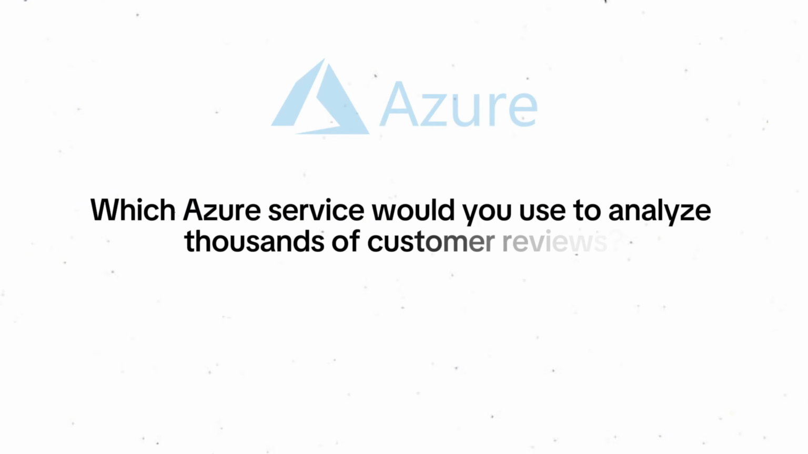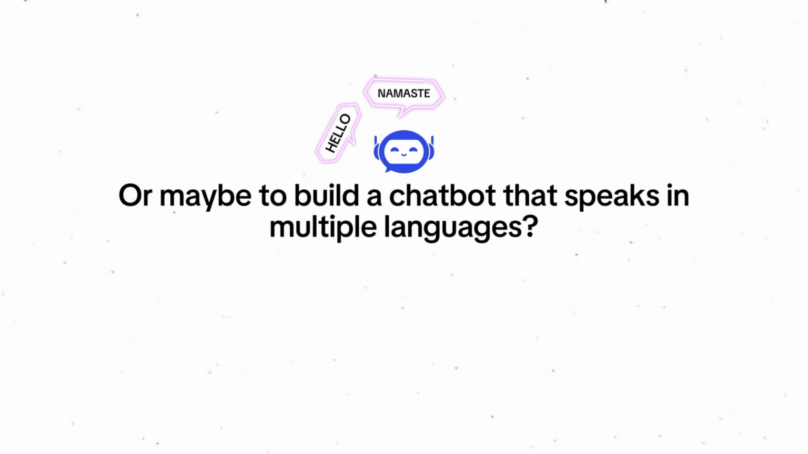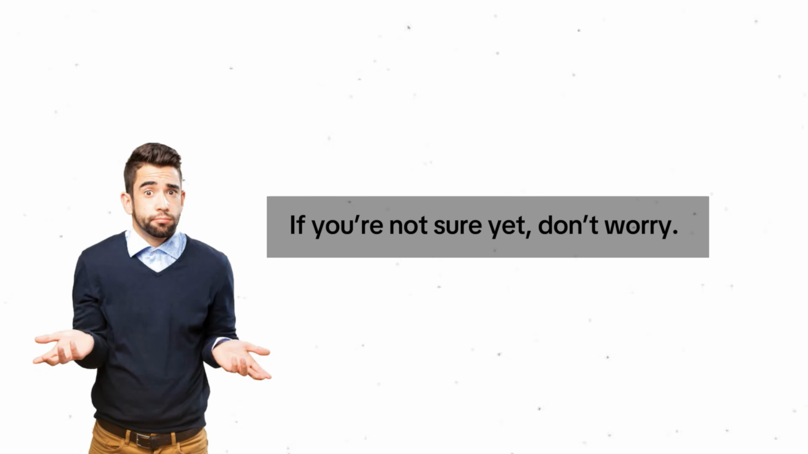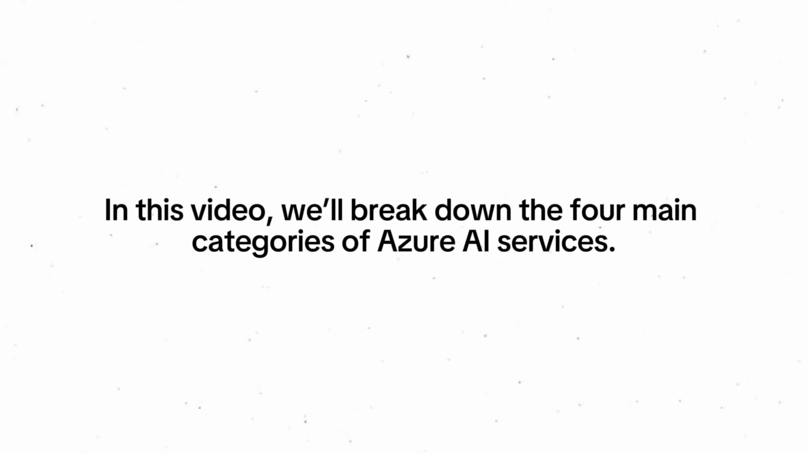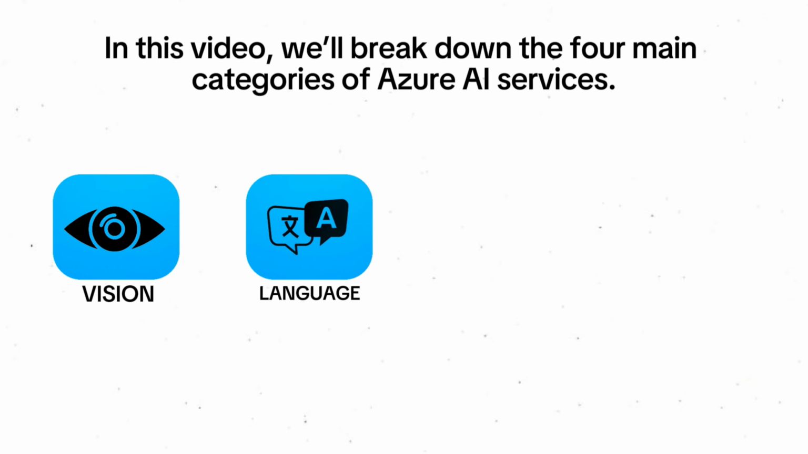Quick question for you. Which Azure service would you use to analyze thousands of customer reviews, or to detect objects in an image, or maybe to build a chatbot that speaks in multiple languages? If you're not sure yet, don't worry. In this video, we'll break down the four main categories of Azure AI services: vision, language, speech, and decision. So you'll know exactly which tools fit which business problem.